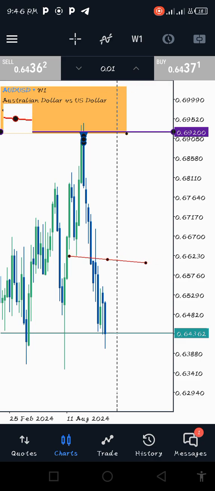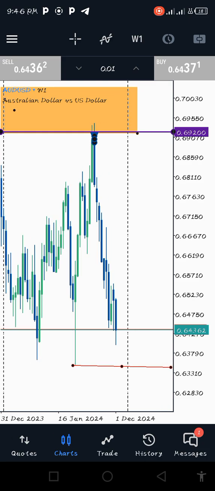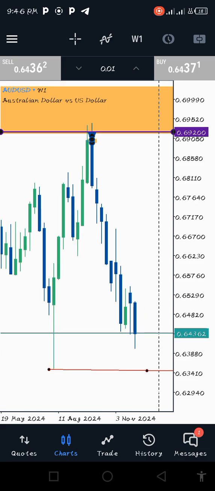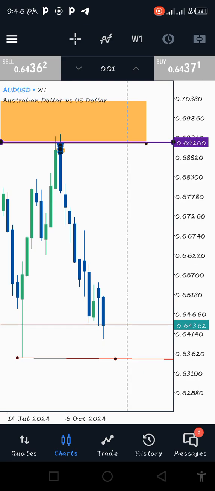This was our first TP, and our second TP is right here for swing traders just like us. So since that is done, we could just be looking for where we will be entering, where we'll be looking for more selling opportunities on the weekly time frame using Victor's strategy.